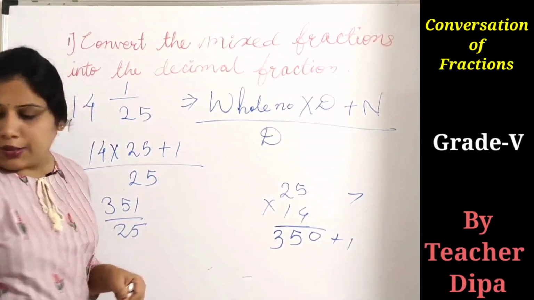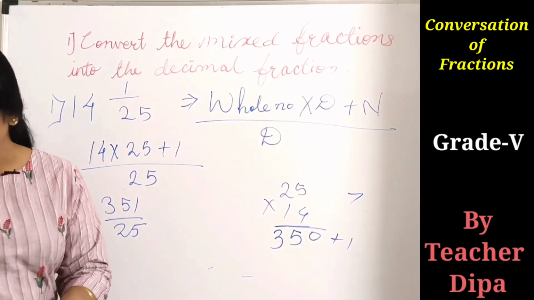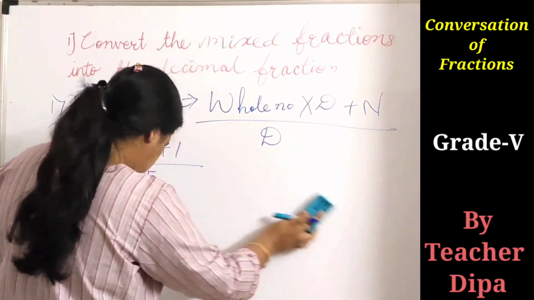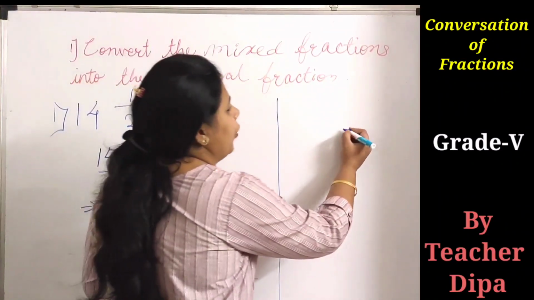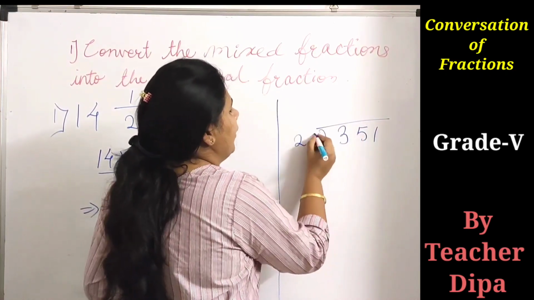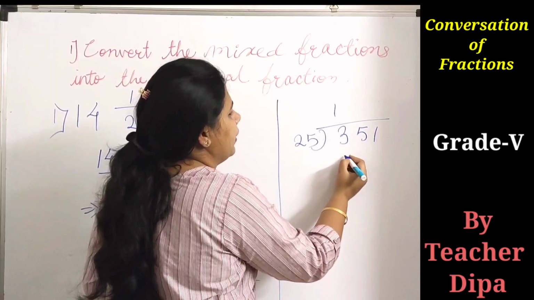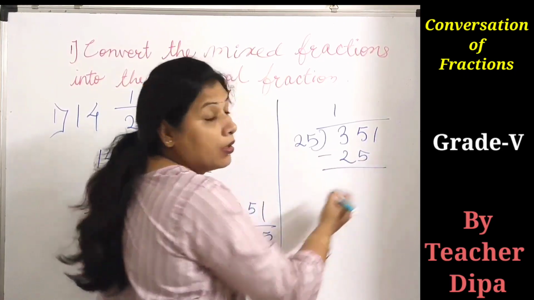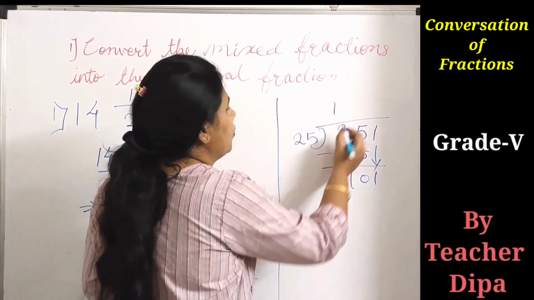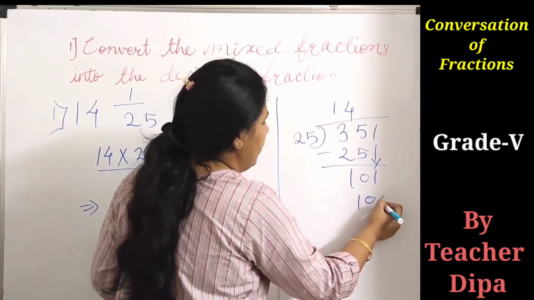Now convert it into the decimal point. For converting it, I need to make the division. Put this into the decimal point. For that, I need to divide 351 by 25. So I am getting 25 ones are 25, 10 will be here. I am taking 1 down. So 25 fours are 100 I am getting.